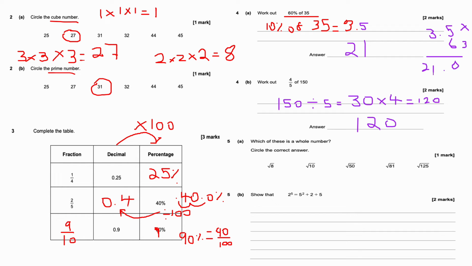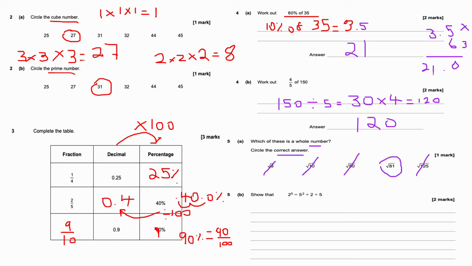Question number 5, part A, which one of these is a whole number? Circle the correct answer. Well, root 8 doesn't actually give me a whole number. That's actually what I call a surd. So it's not that one. Root 10 also is a surd. Root 50 is also a surd. Root 81 gives me the answer of 9, so that is the correct answer. And the square root of 125 also gives me a surd.